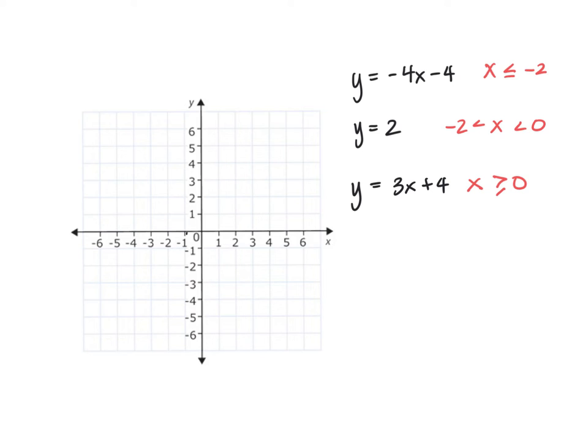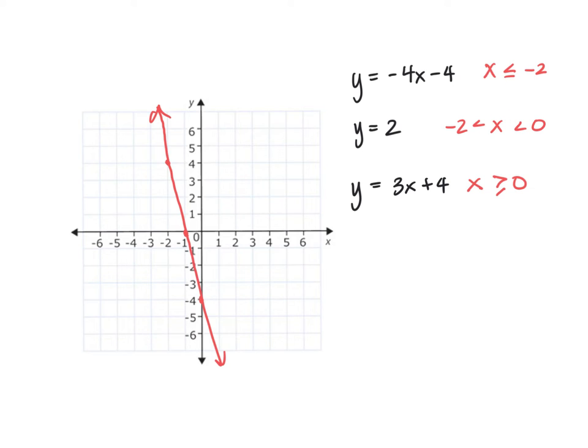Let's say you graphed all three. Let's try it. I'm going to go different colors, which you guys don't have the luxury of. Negative 4x minus 4. Do you agree? It's pretty steep. Yes, ma'am. Look where I want that. My x's have to be less than or equal to negative 2.